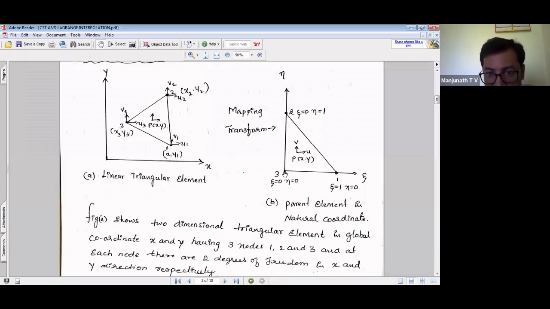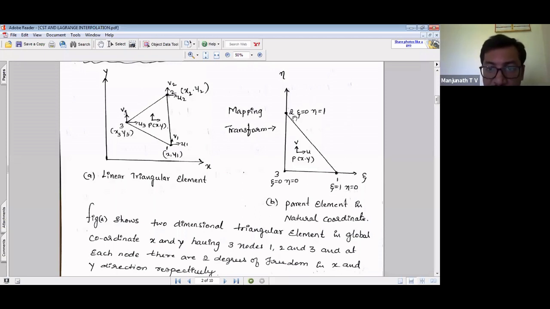So for node number 3, whatever the zeta and eta values, we consider 0, 0. In the natural coordinate system we always represent the values 0 and 1, because you already know the second property of the shape functions: if it has a value of unity at one node, the remaining are 0. So in the x direction, only one node has the maximum value, the unity, in the zeta direction. So here the zeta value will be 1 and the eta value will be 0.